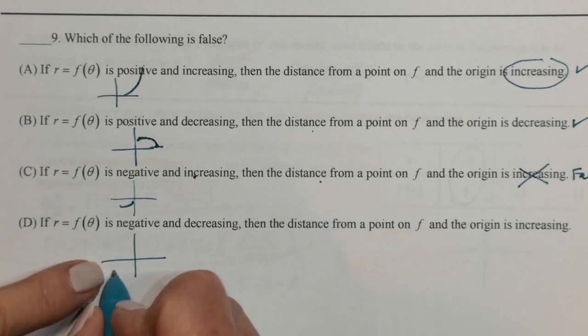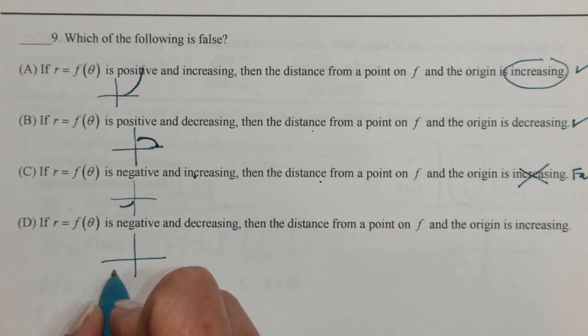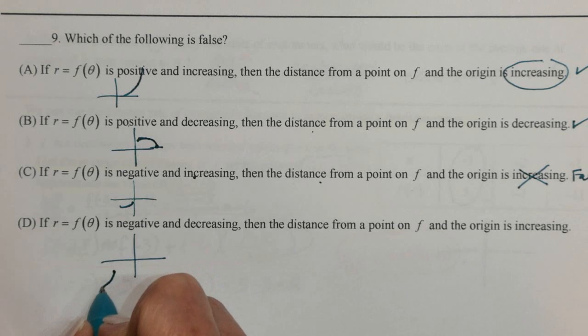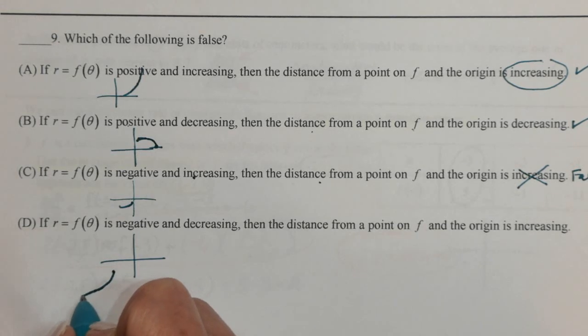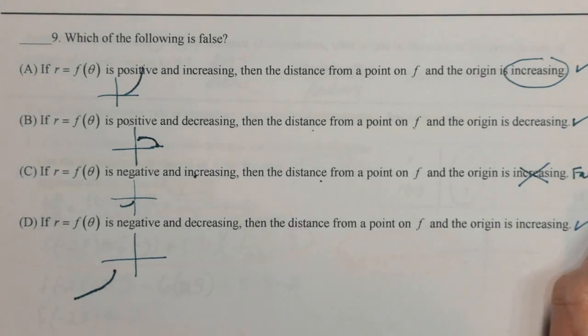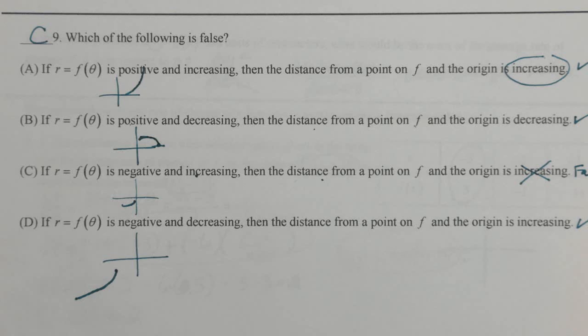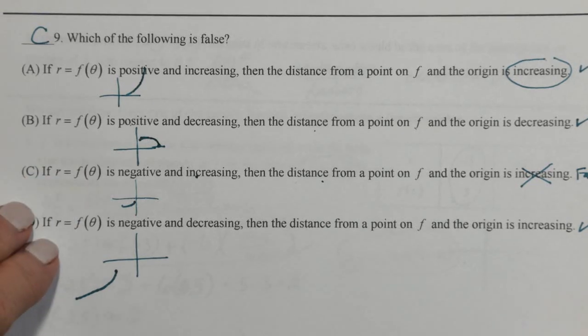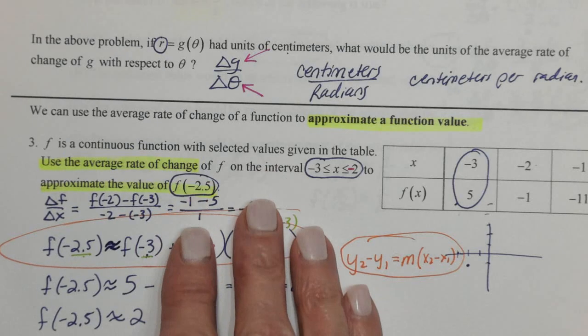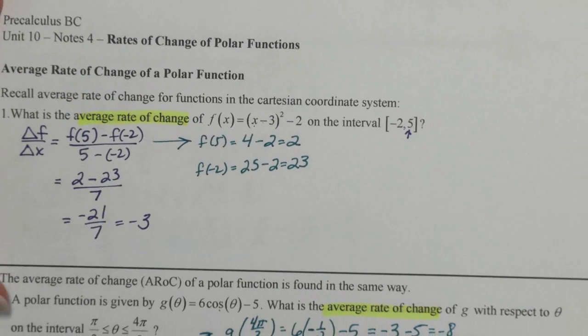If r is negative and getting more negative, then the distance will be increasing. So the answer there is C. Okay, that's it for rates of change of polar functions.